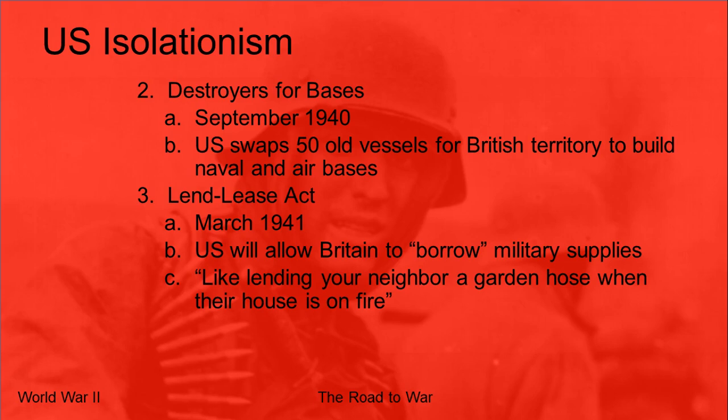Roosevelt sold this to the American people because, clearly this is the United States helping one side. Clearly this is getting our fingerprints all over this mess. But Roosevelt sells it to the American people by saying this is like lending your neighbor a garden hose when their house is on fire. The danger is that the fire is going to spread to your house. If you give them the garden hose, they fight their own fire. You're just giving them the means to do it before it affects you. And after June 1941, the Soviet Union is going to get access to that same Lend-Lease aid as well.